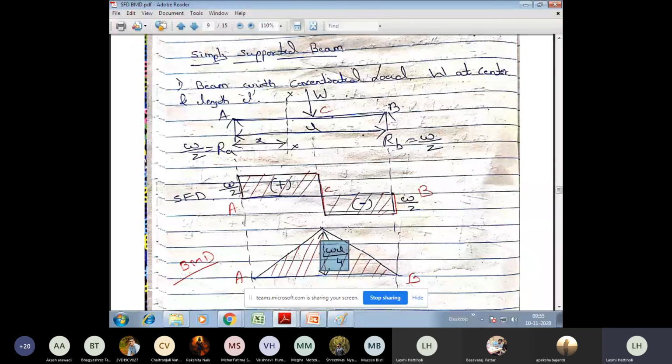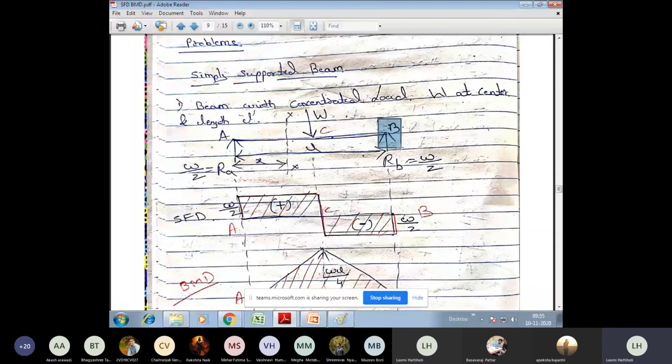Now come to the point B. I've told you, whenever you have come to the last point, don't consider this RB. Of course, even if you consider it, it's going to be 0, but don't consider it at the last point B. Now, see the left portion. How many forces do you have? Two forces. One is RA, one is W.